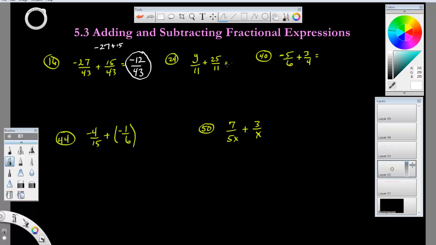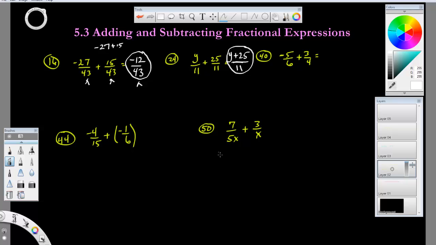Here's the same sort of idea. The bottoms are both already lined up for you, so the bottom's going to be 11. You have to have the same size piece: 11ths and 11ths, and 43rds make more 43rds, if you will. So if the bottoms are the same, you just put the same bottom and add the top. So the top's going to be y plus 25. So you just write this like this: y plus 25 over 11. And as bizarre as that looks, that is the correct answer.